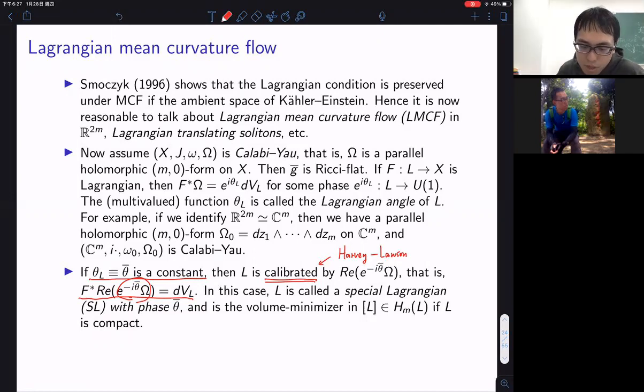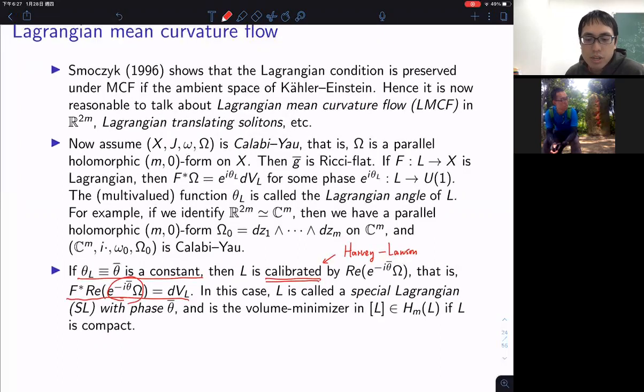So in our case, if the Lagrangian angle is constant, then this Lagrangian submanifold will be called a special Lagrangian submanifold with phase theta bar. And what is good about a calibrated submanifold is that they are actually volume minimizers in the homology class. And therefore, special Lagrangian submanifolds are volume minimizers.